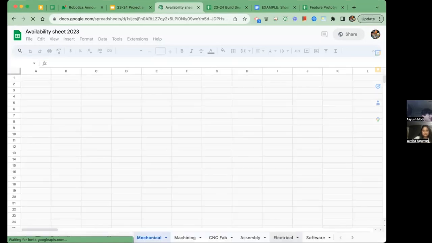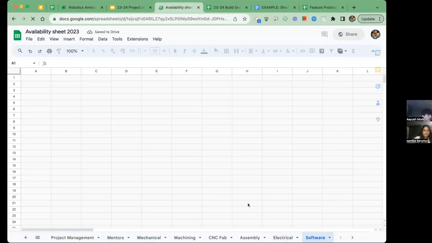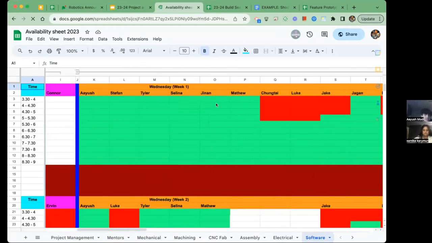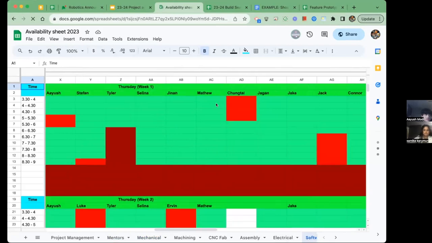Cool. Then we click on software. Once it loads, if you look at the software screen, each day we meet in the build season is listed on the top with the name of each member on the subteam. On the left is the timing of the weekday meeting in 30-minute increments. And if we scroll all the way to the right, we can see that there's a different Saturday timing for our Saturday meetings.